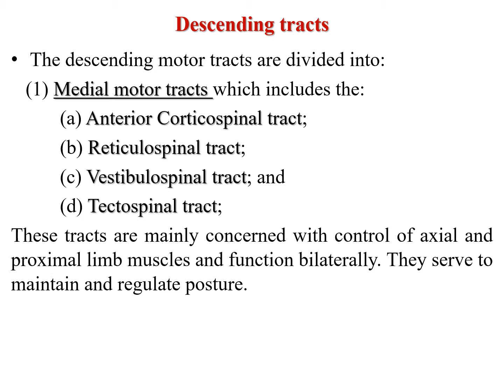So what is the main job of these medial motor tracts? They are mainly concerned with control of axial and proximal limb muscles, and they function bilaterally. So axial means our body, and proximal limbs means the girdles and the arm or thigh. So all the large anti-gravity muscles are controlled by the medial motor tracts.